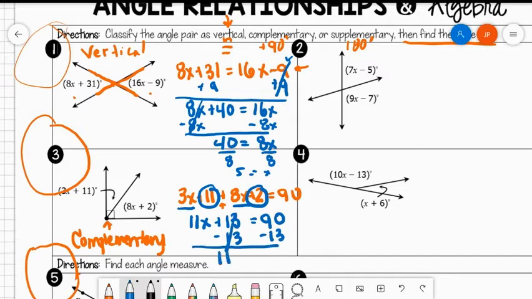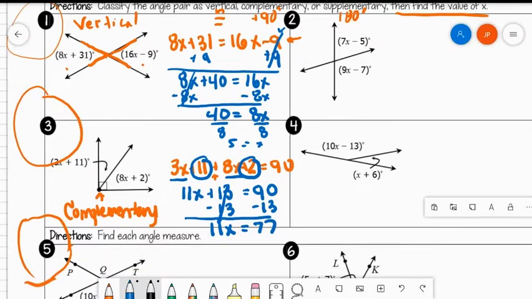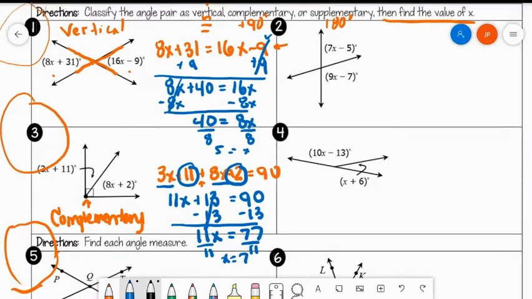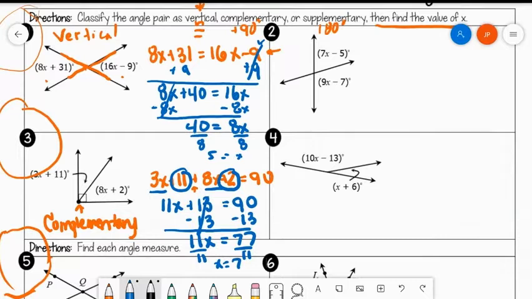Goes away right there, and I'm left with 11x equals 77. And then my final step, divide each side by 11, and x will be 7 in this case. Now, while we're still on this type of problem, pause the video and do these two right here, 2 and 4, because those are very similar to 1 and 3, just using what you know about these angles to set up problems.